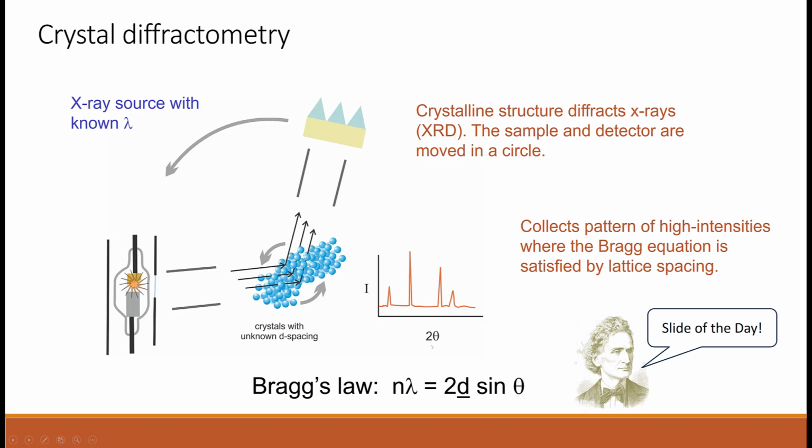The Braggs found this relationship, which is important for our work: n, which is a coefficient that signifies the order, times wavelength, which we're using lambda, is equal to twice the diffraction distance, the d spacing, and the sine of theta, the angle at which the sample is going through. For our purposes, n is going to equal 1. The first order is what we're interested in, so it goes away, and we're left with lambda equals 2d sine theta.